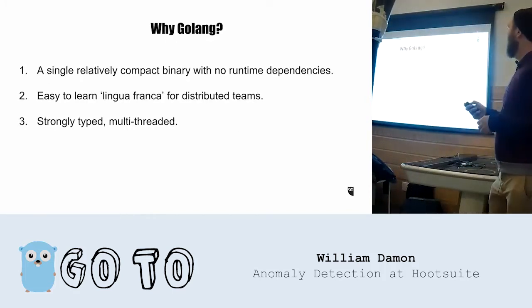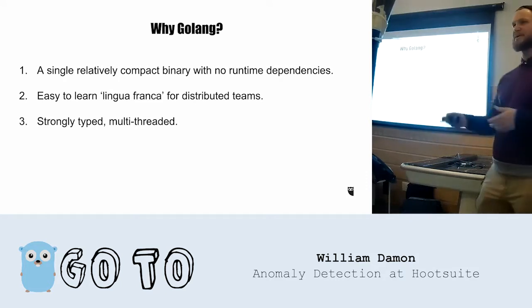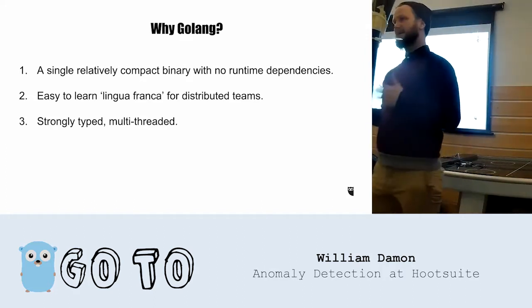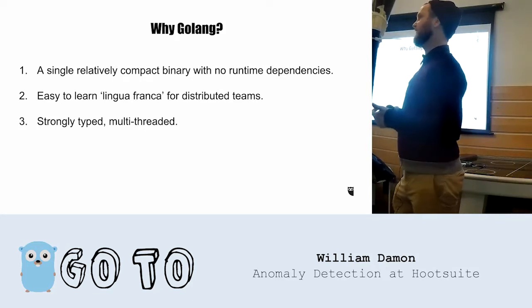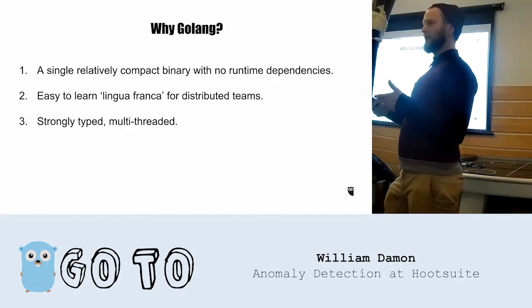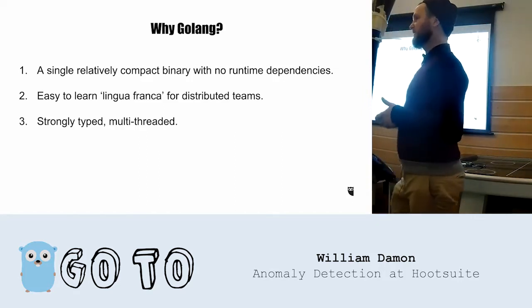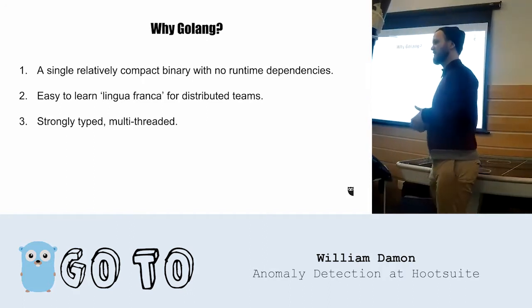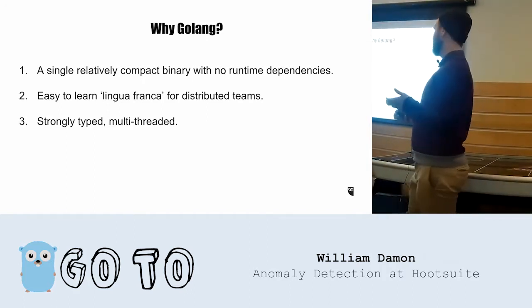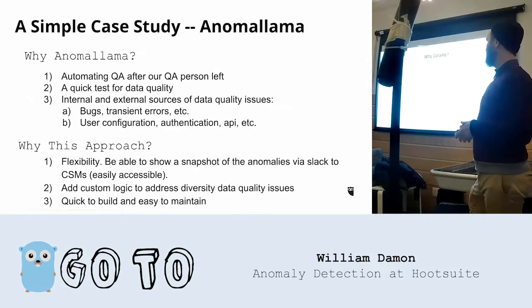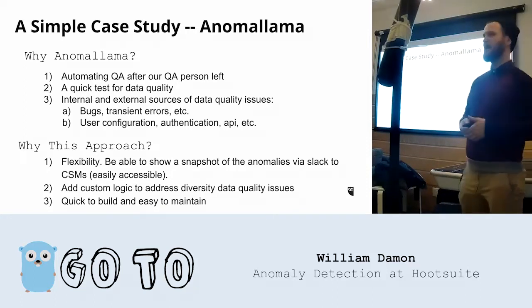So why do we use Golang? For a lot of the reasons that we already heard. It's a really easy to learn language. It's a relatively compact binary that has no runtime dependencies, which is super useful, especially if you're hosting things in a microservice architecture. It's also an easy to learn kind of lingua franca for distributed teams. We're working with people in Romania, in Vancouver, sometimes in Italy, and it's nice that we all have this easy to learn referent in a coding language that's pretty transparent and tends towards smaller, easier to read files. We also talked about concurrency and the strongly typed language and the benefits that gives you. So that's the why. So Anomallama, I'm proud of that name.